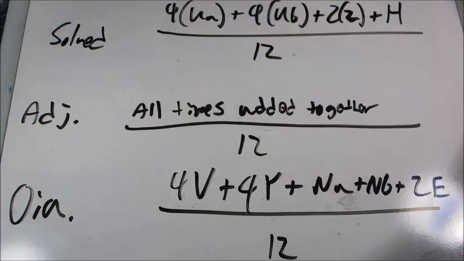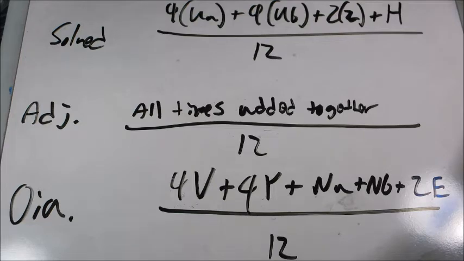So, starting out with the solved ones, this is where your corners are all solved. You want to take the UA perm time, multiply it by 4, and then also take the UB perm time, multiply it by 4, add those two together, take the Z perm, multiply it by 2, and add that, then take the H perm time and add that, and then divide all that by 12, and that will give you your average.